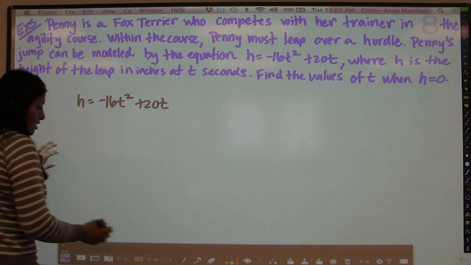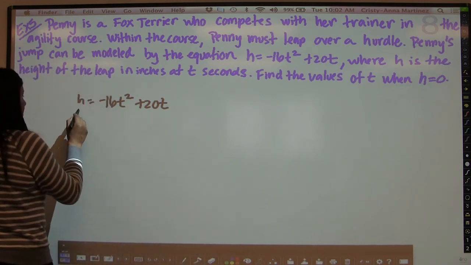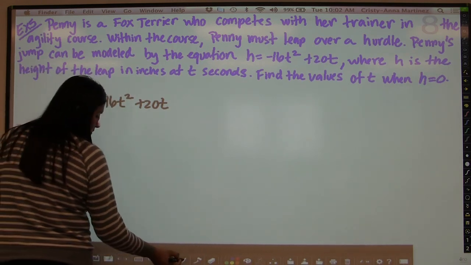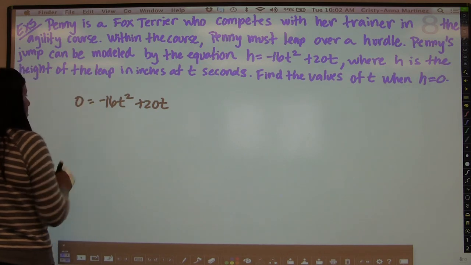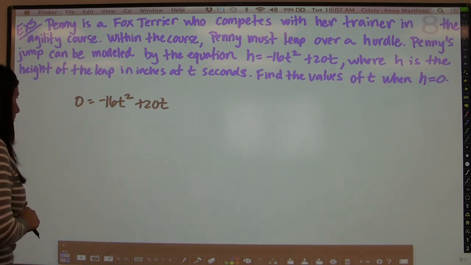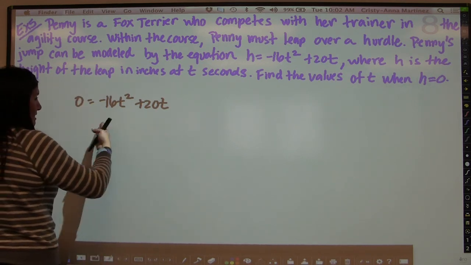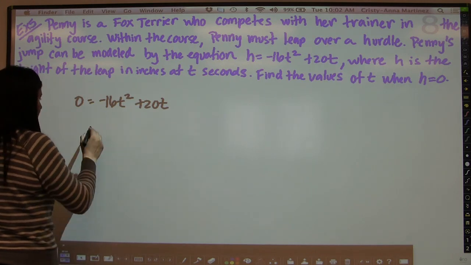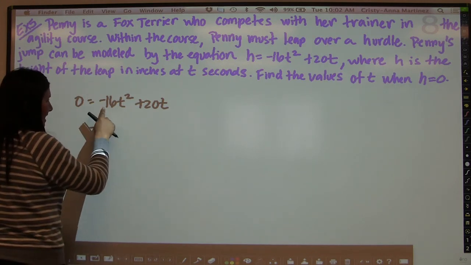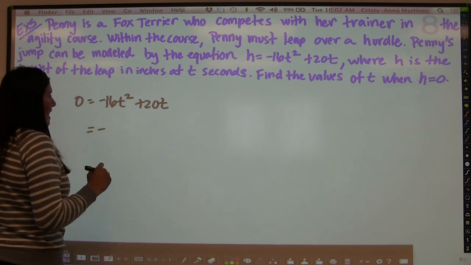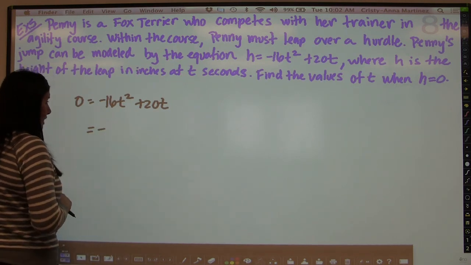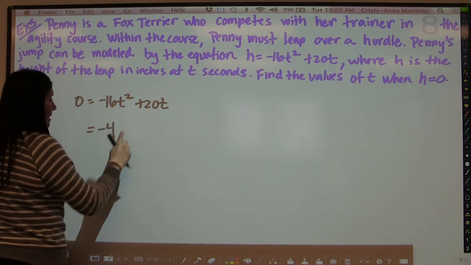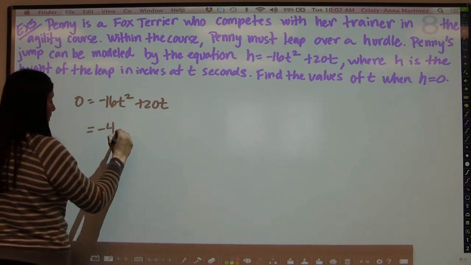So basically they want us to replace the height. So the height is going to be 0 according to this. So now we can use the zero product property, but unfortunately the right-hand side is not factored yet. So we need to do that. I have a negative here. I'm going to pull out the negative. And 16 and 20 have a numerical factor of 4 in common. And they both have a variable factor of t in common.